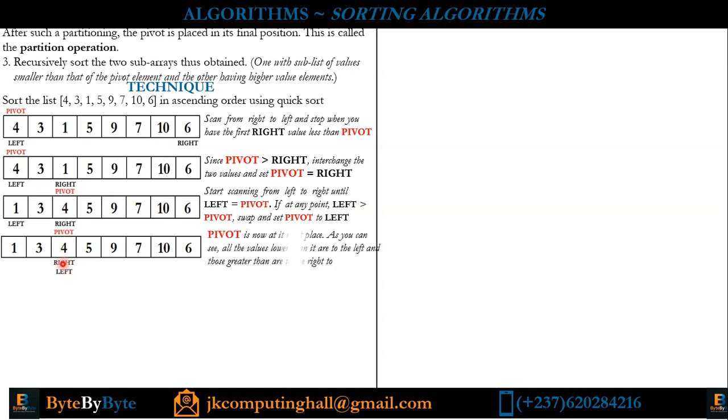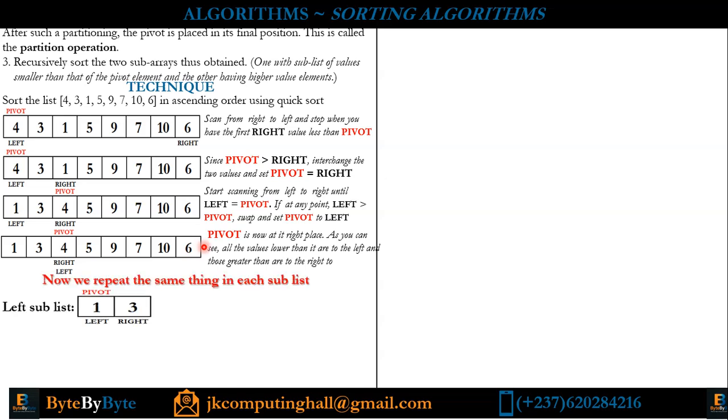This shows that the pivot is now at its right place, as you can see, because all the values less than the pivot are below and all the values greater than the pivot are above. So this is the right position of the pivot. Now this makes our list divided into two sublists, the left sublist and the right sublist, and we have to sort each of them.